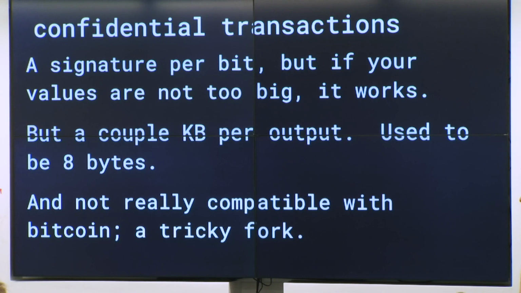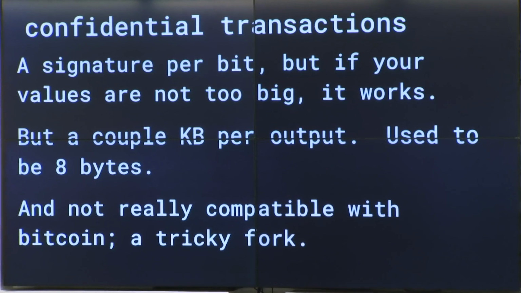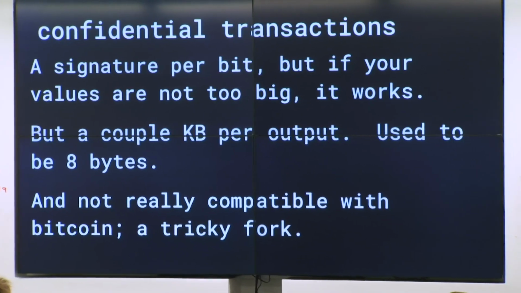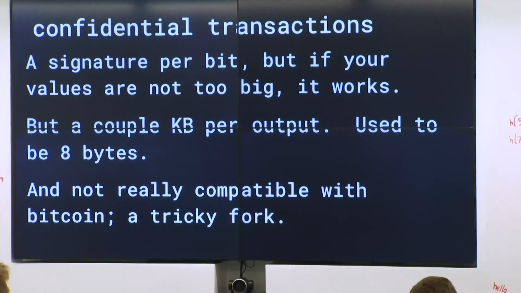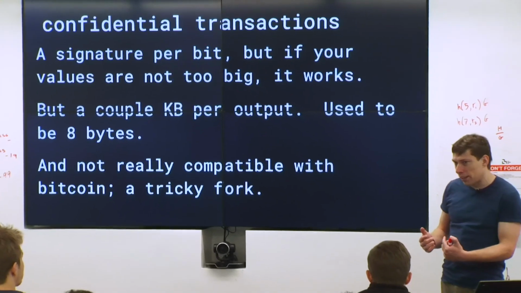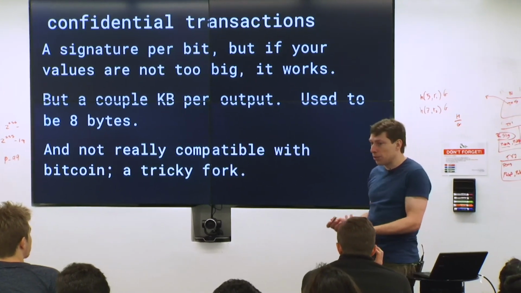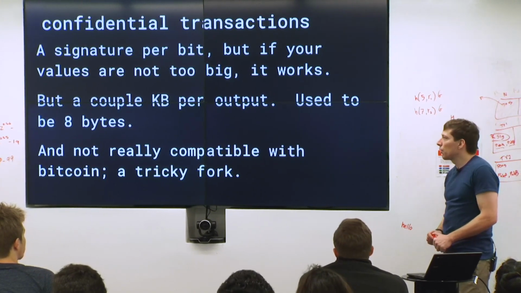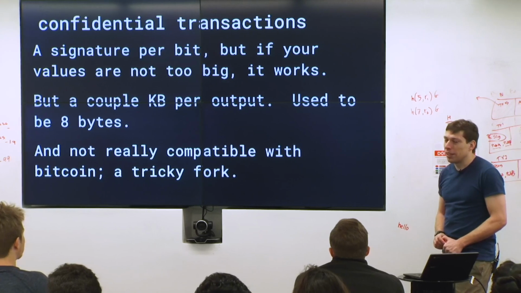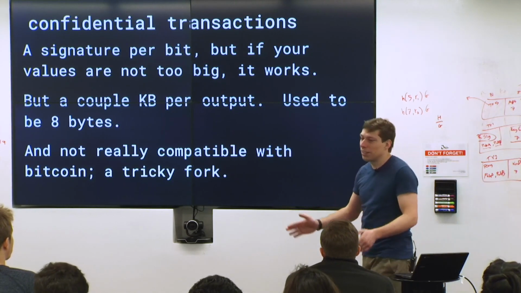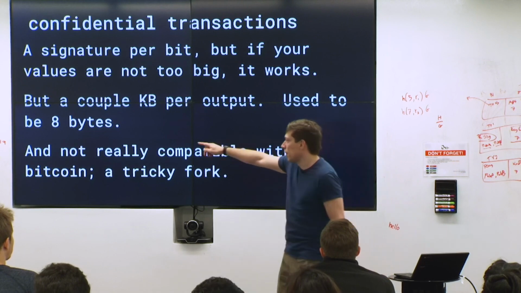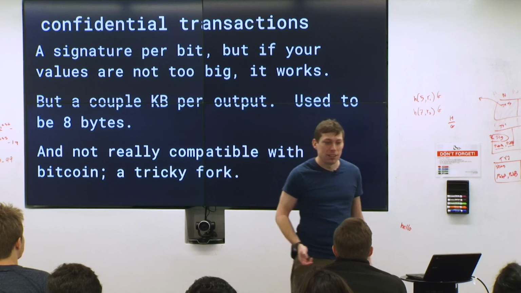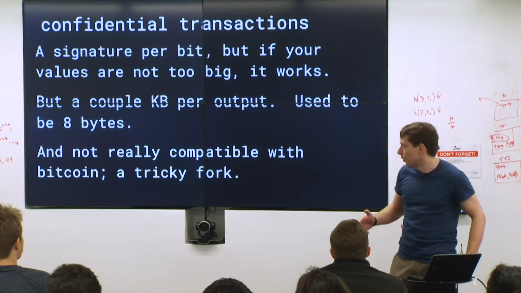If your values are not too big, this works, right? If you say, okay, we're going to limit it to 32 bits, so from 0 to 4 billion, now you can prove that each bit was either a 0 or a 1, essentially, without revealing whether it was a 0 or 1. And then it's a couple kilobytes per output. So that's a little bit annoying. It used to be 8 bytes. You just sort of said, hey, I've got 37 coins. Also, these 8 bytes are very sparse in that they rarely exceed 4 bytes, so you can compact it down on disk.